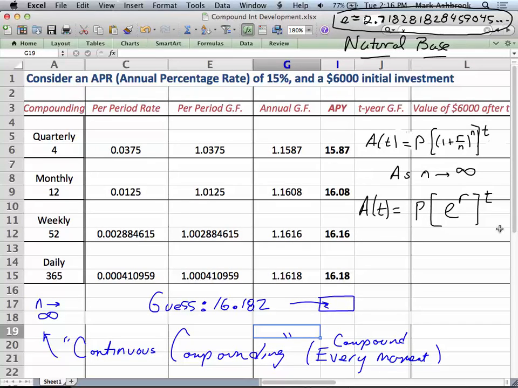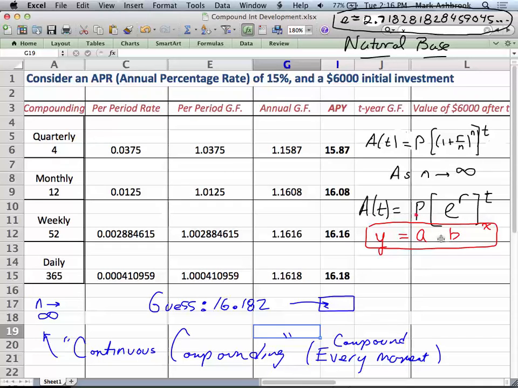Now check this out. This brings us full circle back to our old school exponential formula. What was our original exponential growth formula? We should all know this. y equals a times b to the x. And when we look at that, that x is the exponent on b.